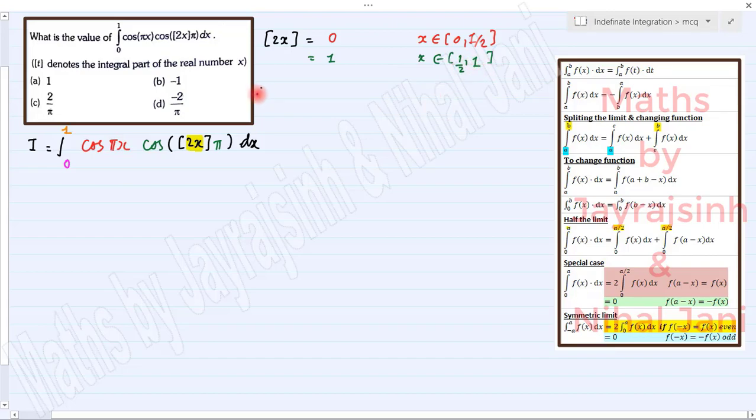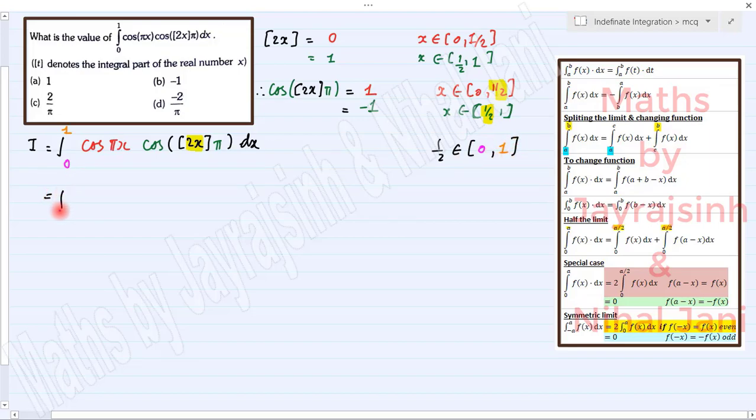Which will give us 1. So here we can say cos of box 2x pi will be cos 0 if x belongs to 0 to 1 by 2, and it will be cos 1 pi if x belongs to 1 by 2 to 1. Or we can say cos 0 is simply 1 and cos pi is simply minus 1. So our function is changing at the 1 by 2 point, and we know that 1 by 2 belongs to 0 to 1.